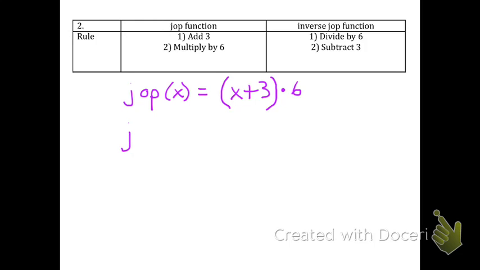Now let's do the inverse JOP function. This tiny little -1 up here means inverse function. It looks like first I'm going to divide by 6, so let me show dividing by 6, and then after I get that number I'm going to subtract 3.